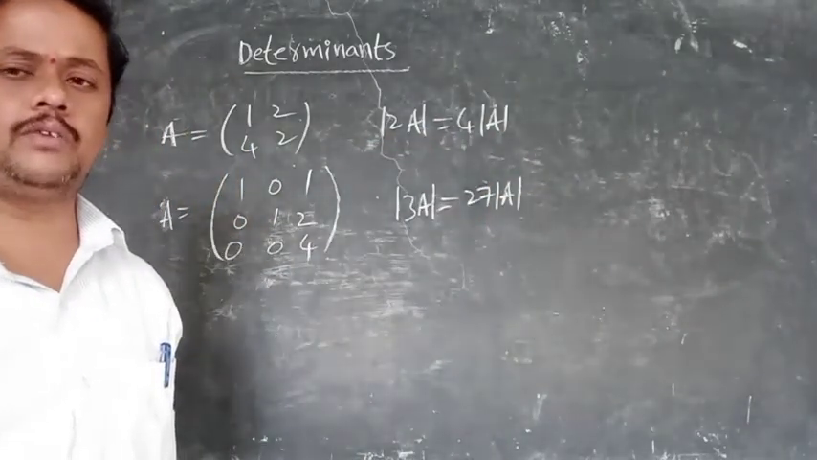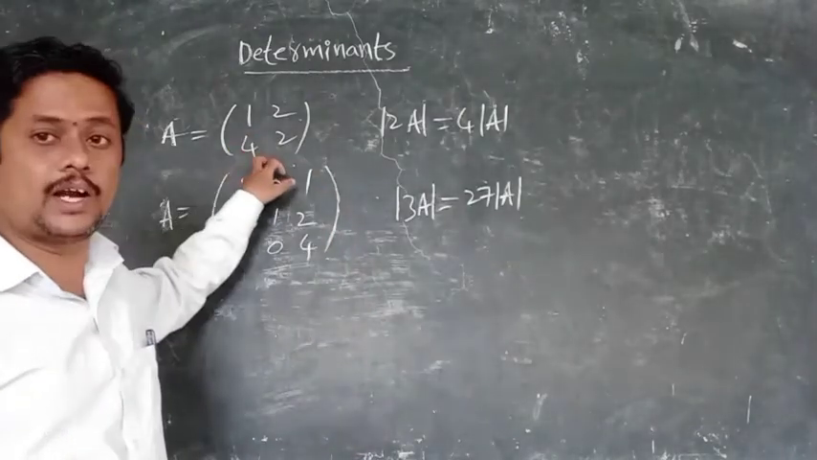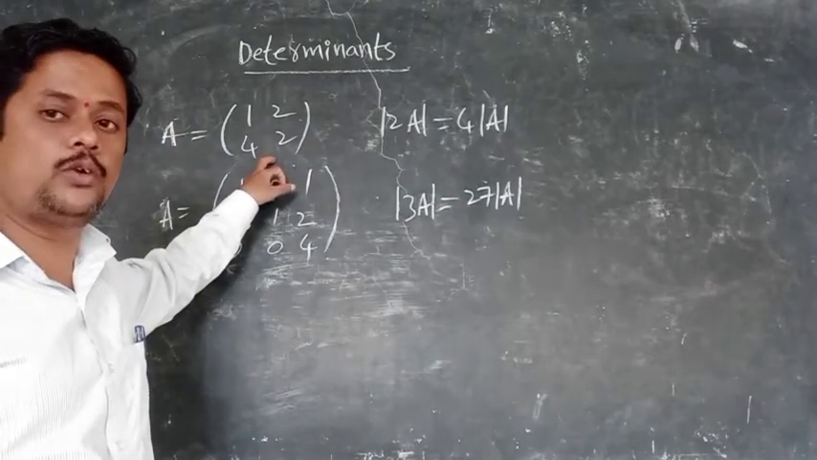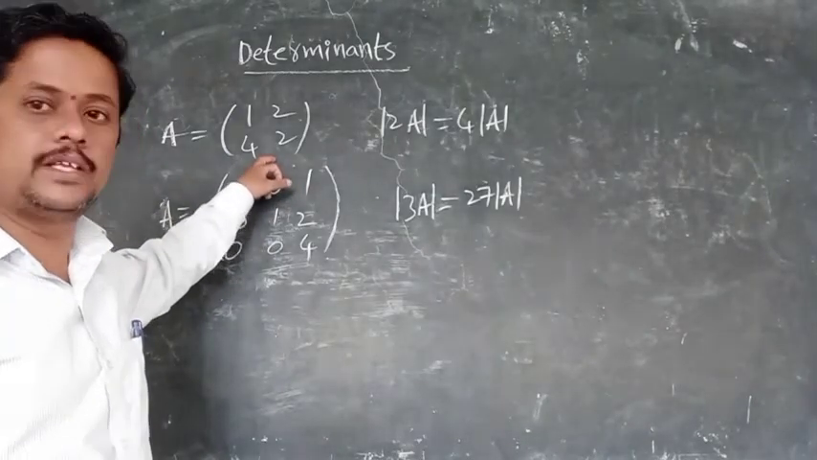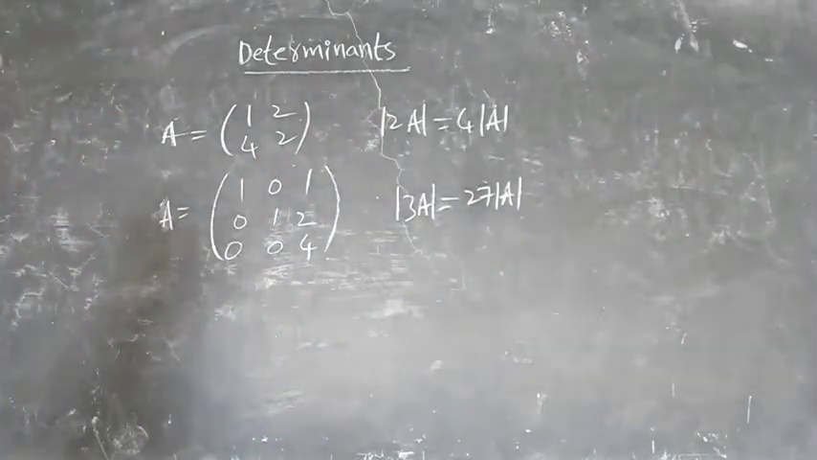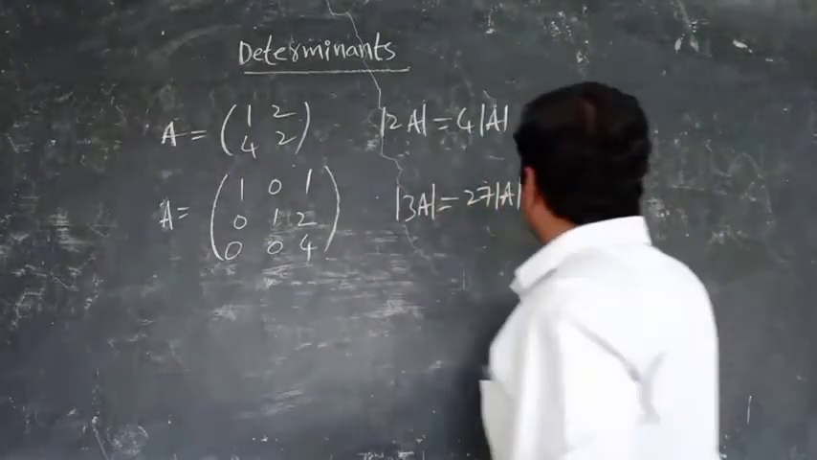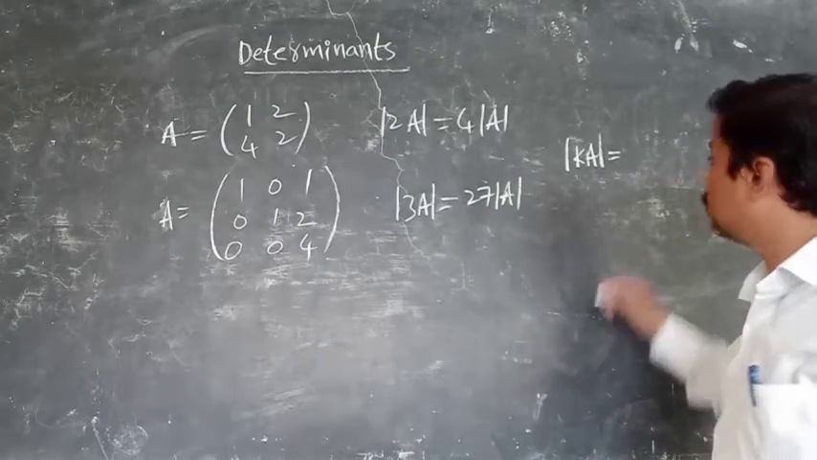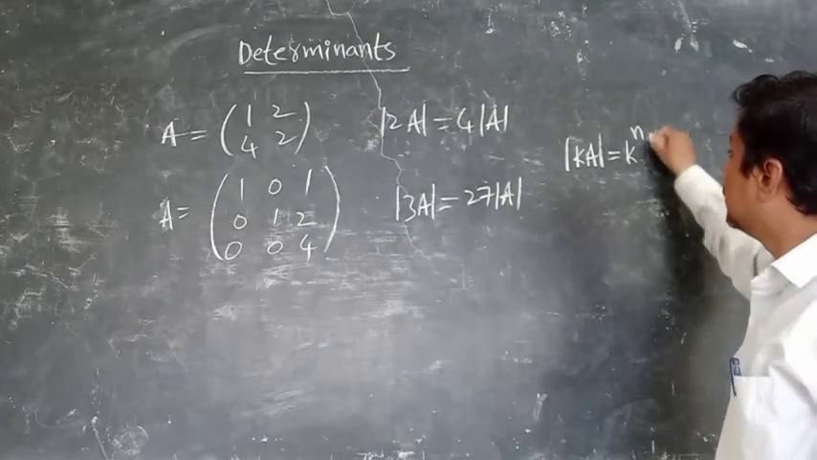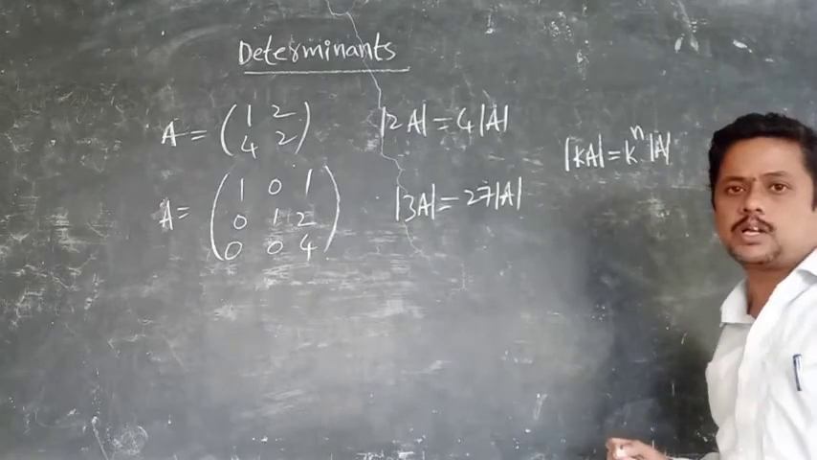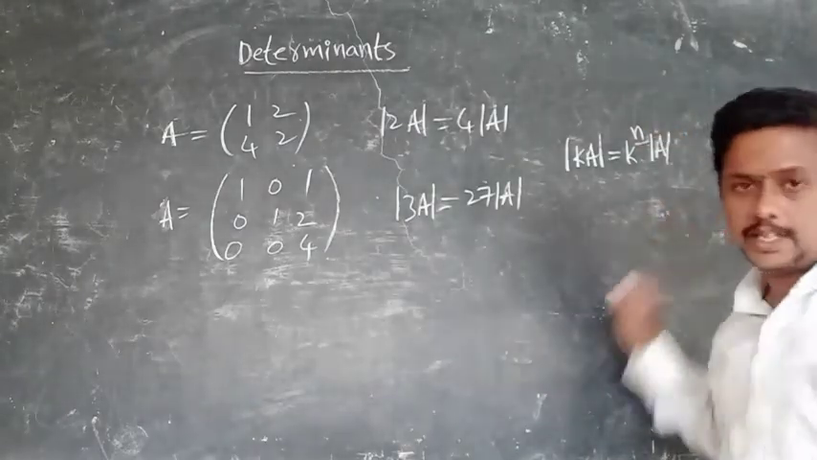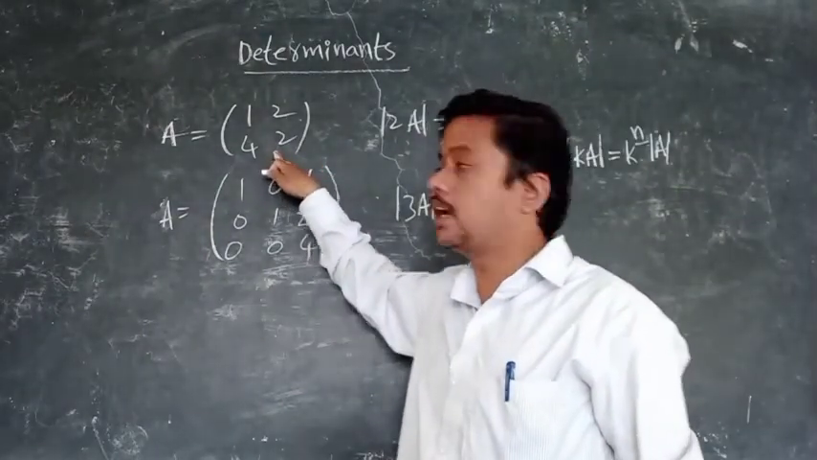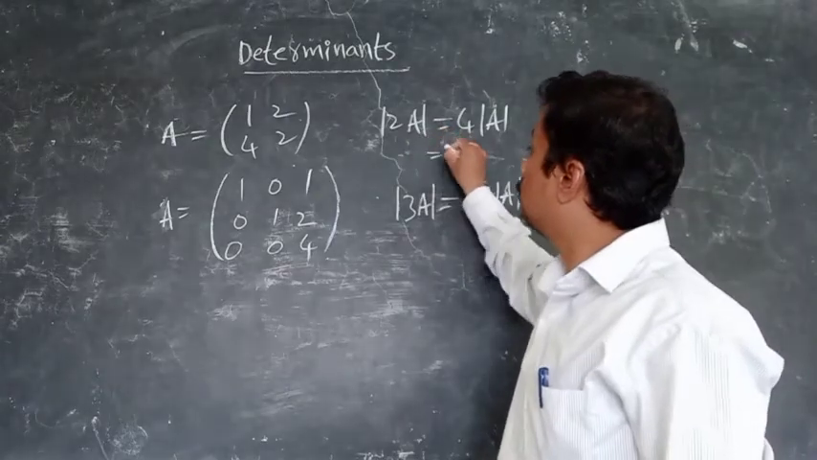4 into det A. How does it come? What is this? This is a 2 by 2 determinant, order 2. One formula is there: det kA is equal to k to the power of n into det A. This is the formula. What is n, sir? n is the order of that matrix. What is the order here? Order 2.